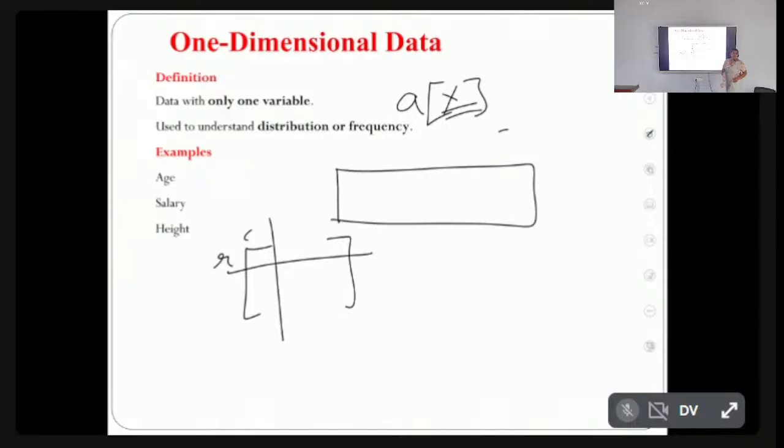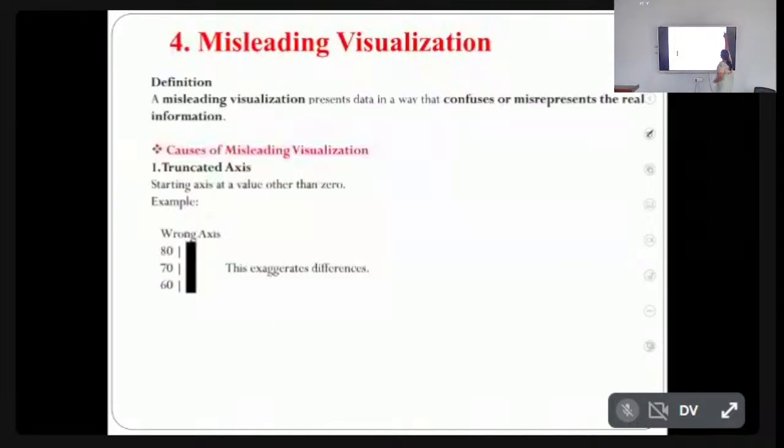And the third one is multi-dimensional data. It shows the trend in data over time.